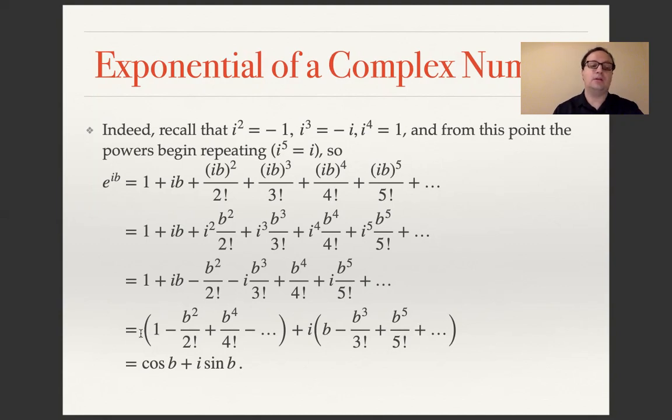Then the first group is just the power series of cosine of b, and the second group is i times the power series of sine of b. So indeed, by comparing the power series, e to the ib is cosine b plus i sine b.